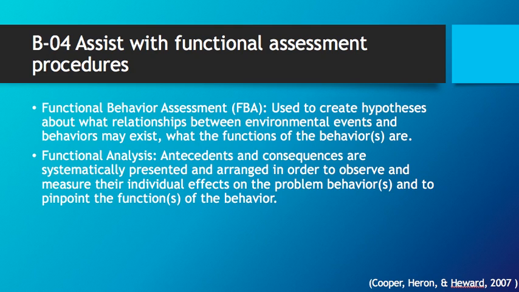The components of the FBA are used to create hypotheses about what relationships between environmental events and behaviors exist, and what the function or functions of the target behavior are. A functional analysis is typically conducted when the results of an FBA are unclear, need to be further refined, or for verification of the results of the FBA. In a functional analysis, the antecedents and consequences are systematically presented and arranged in order to observe and measure their individual effects on the problem behavior and to pinpoint the function of the behavior.